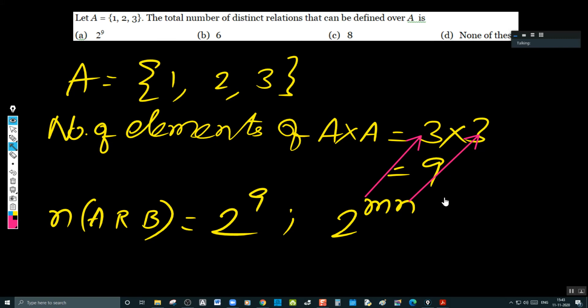2 power 9. But I don't see them as terrible concepts, yaar. These are not terrible, these are lively concepts. For example, if there is a family, yaar, I'm giving you an example. What is the answer now? 2 raised to 9. I'm closing it.